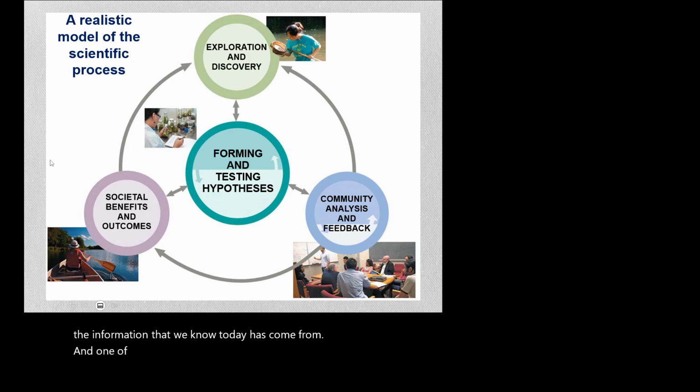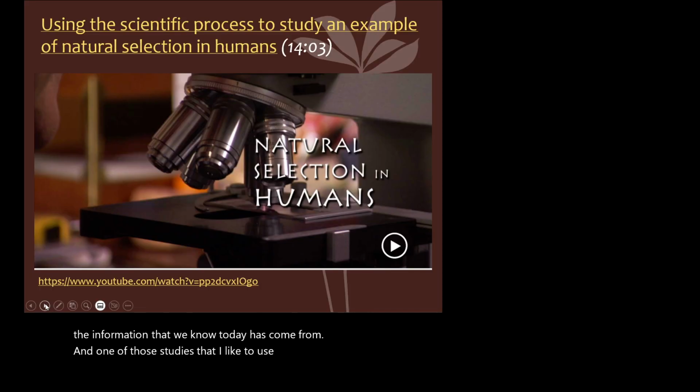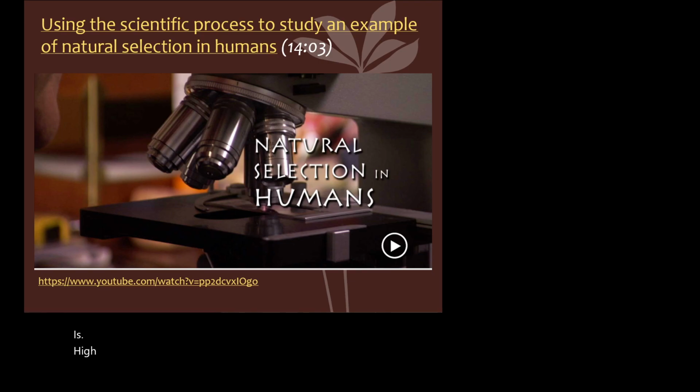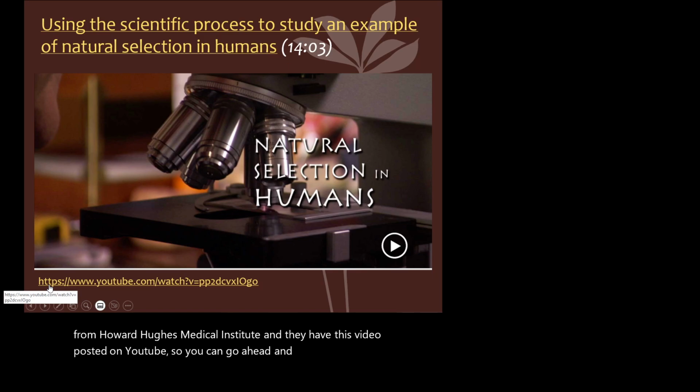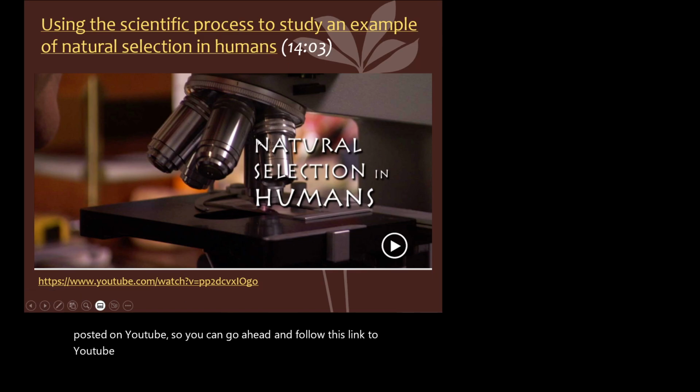And one of those studies that I like to use as a model in this class is highlighted in this video that I'm going to ask you to watch. It's from Howard Hughes Medical Institute, and they have this video posted on YouTube. So you can go ahead and follow this link to YouTube. Make sure it's called Natural Selection in Humans. And I'd like you to watch this video for the next 14 minutes while you pause this video where I'm talking to you now, and then come on back and we'll have a little follow-up discussion about the video.